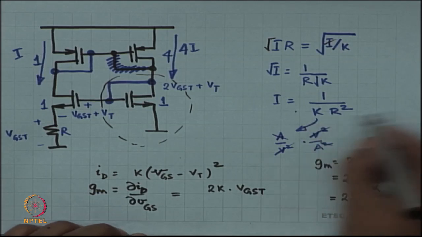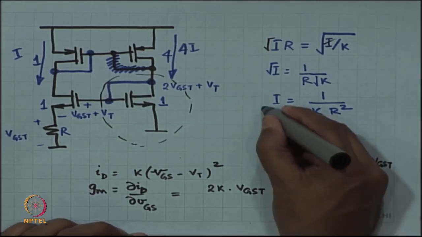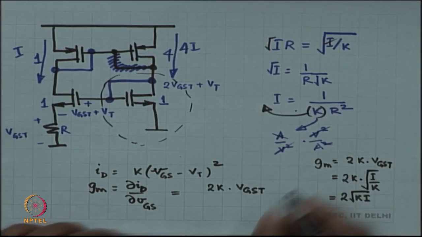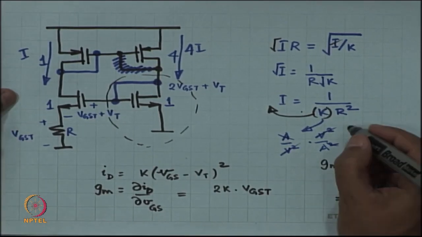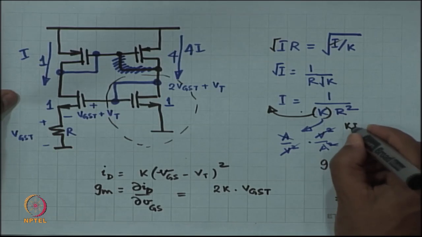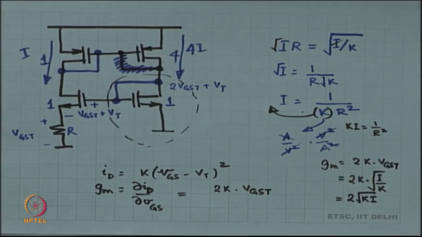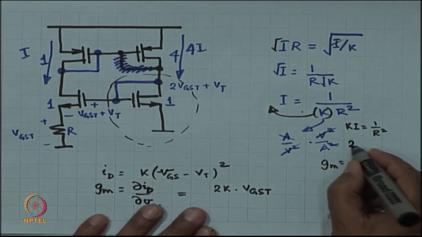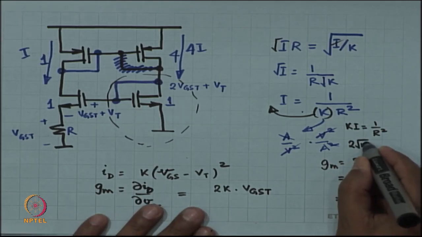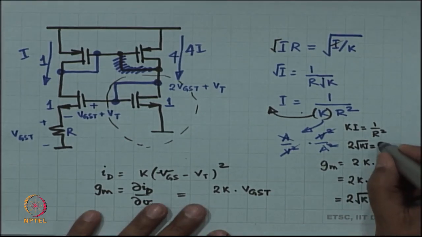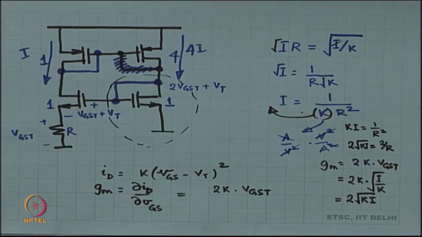In fact, you already see that k times I, you pull this up. So, k times I is 1 by r squared, or in other words 2 root k I is 2 by r. All right. So, what is going on over here?